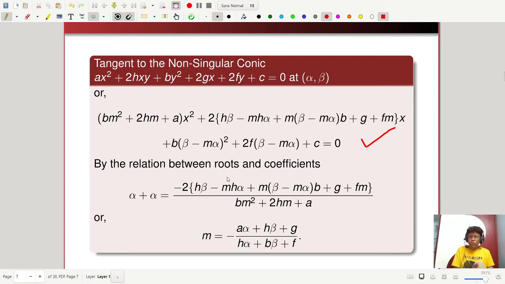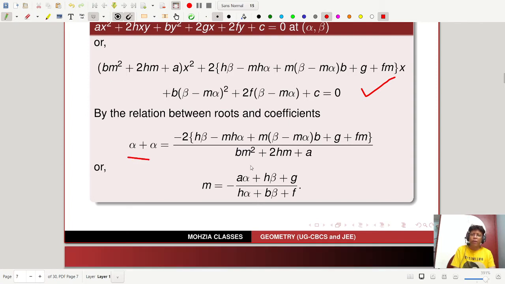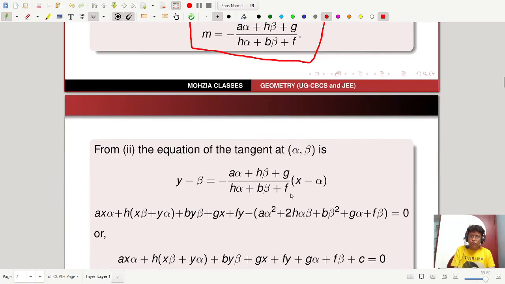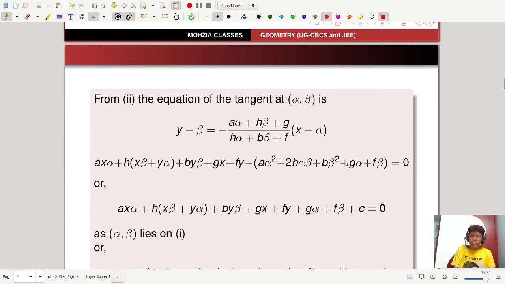Now for equal roots, let alpha, alpha be the roots. Then you know that the sum of the roots is given by minus b by a. Using that, you will get the value of m. If you simplify, you will get the value of m in terms of alpha, beta and the known coefficients a, g, h, b, f. So this is the value of the slope. If you substitute in equation 2, replacing m, because m was the only unknown, you will get the equation of the tangent at alpha beta.